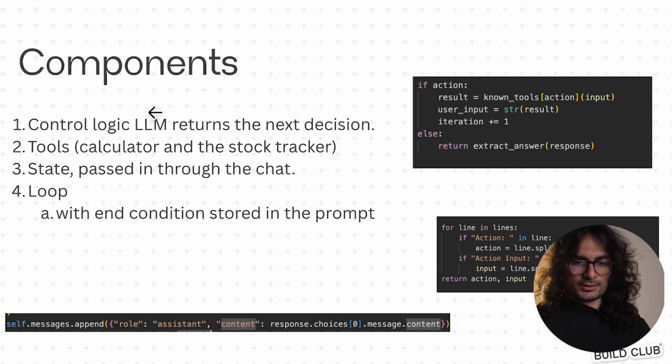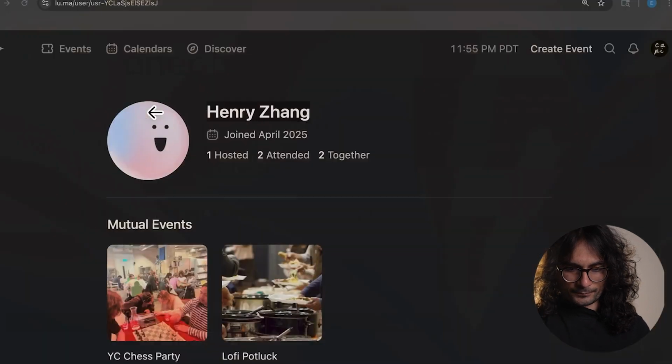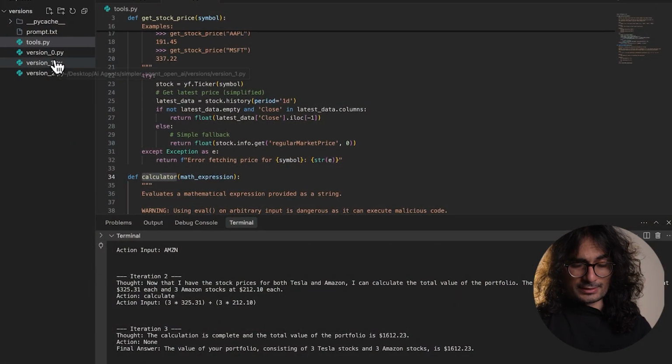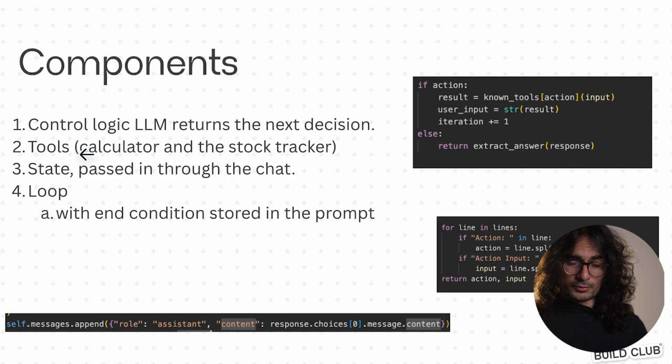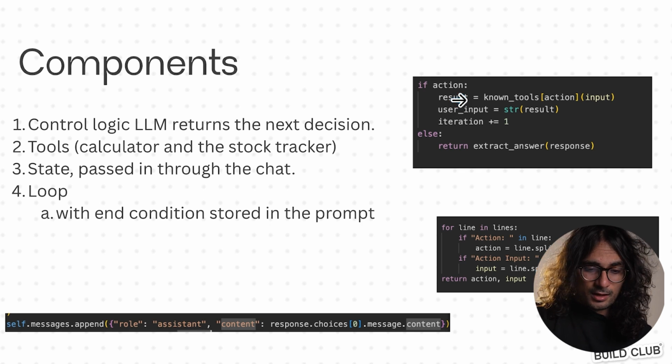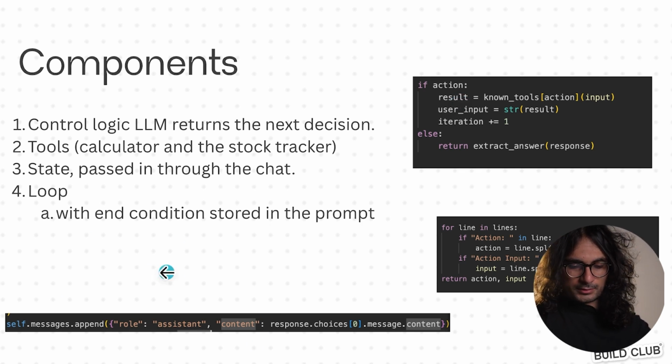So the components of control logic: the LLM returns the next decision in this case. As you can see in the prompt, it returns the thing that it needs to do next. It has access to the tools, the calculator and the stock tracker, and state is passed again and again. And it ends with a condition of the prompt, as you can see here. So it returns if it's not an action, meaning it's none. And here it's appending all the existing messages to the messages array. So this was creating an agent from scratch.